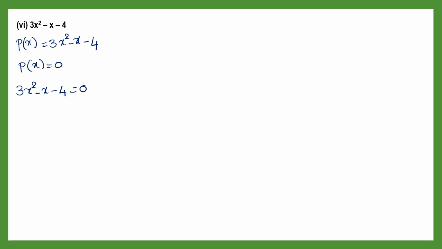This is a quadratic equation. So let's use the splitting method, that is the middle term method. Coefficient of x square is 3. Constant term is what? Minus 4. 3 into minus 4 is minus 12. This minus 12 should be split into two terms such that the product should be equal to minus 12, and the sum of the numbers should be equal to the coefficient of x, which is minus 1.